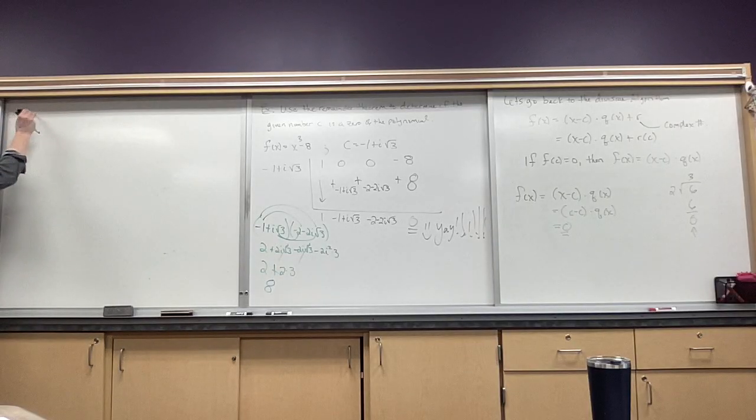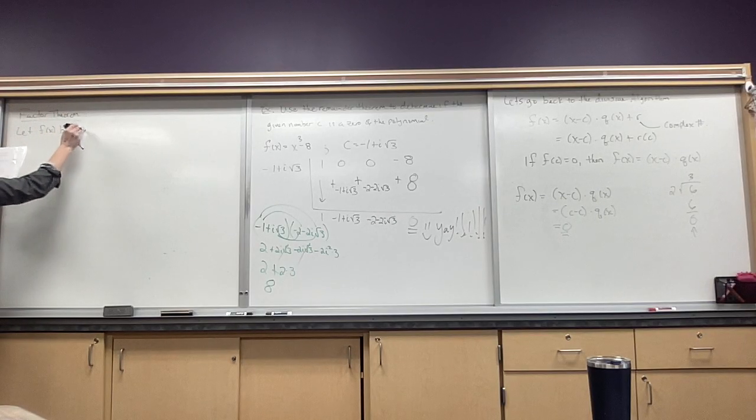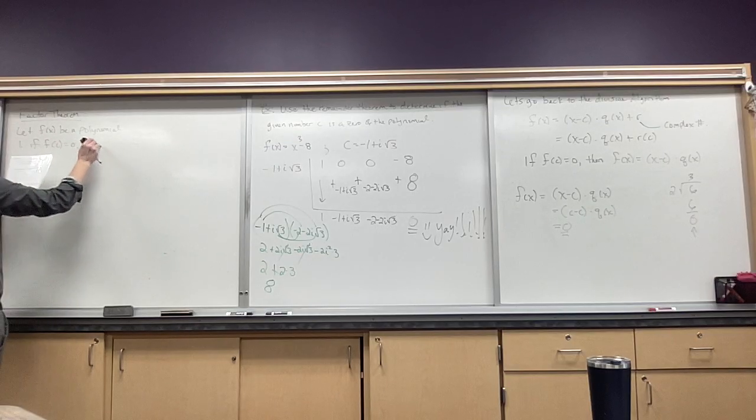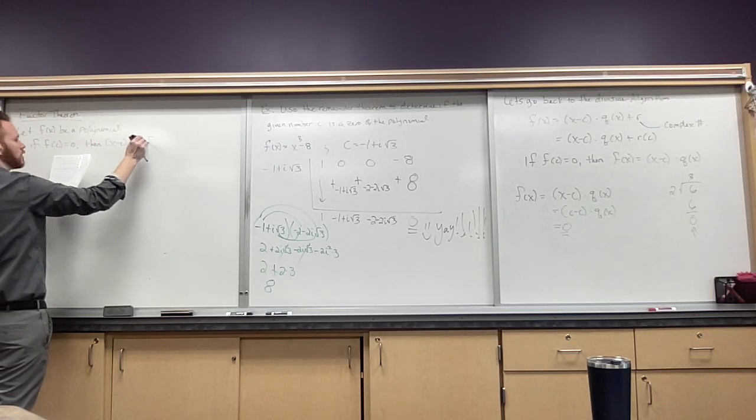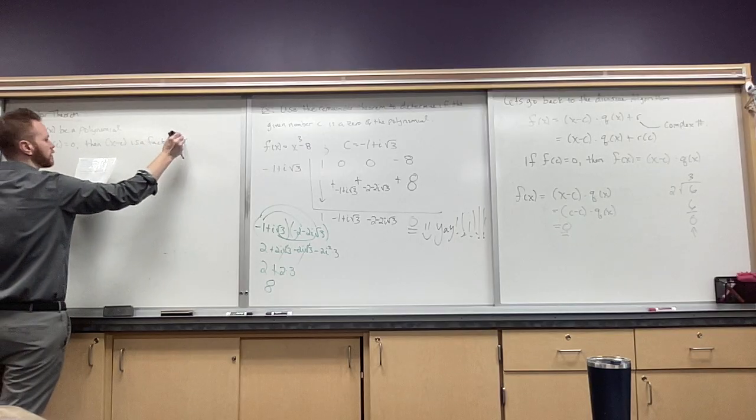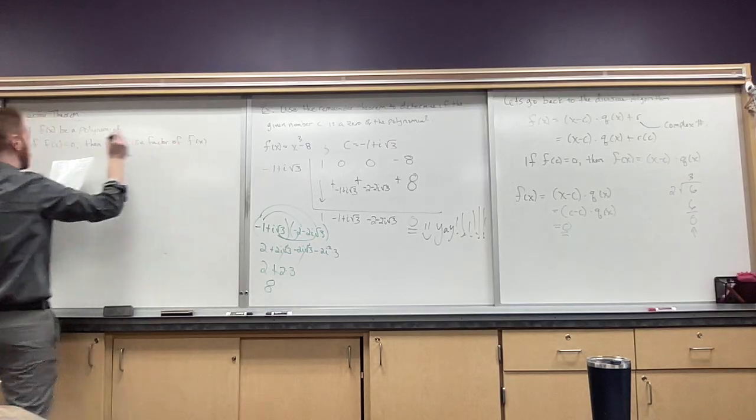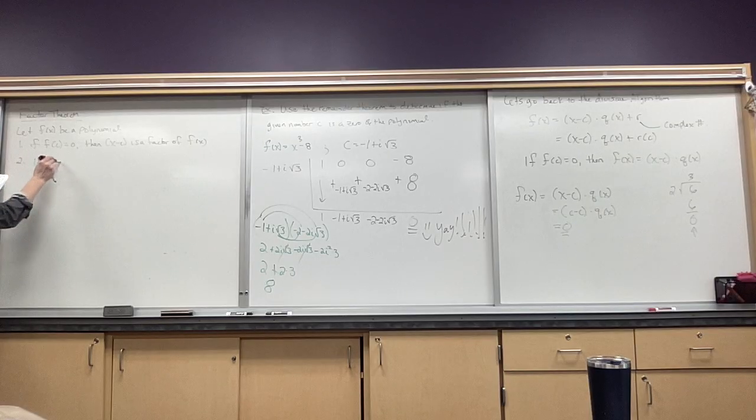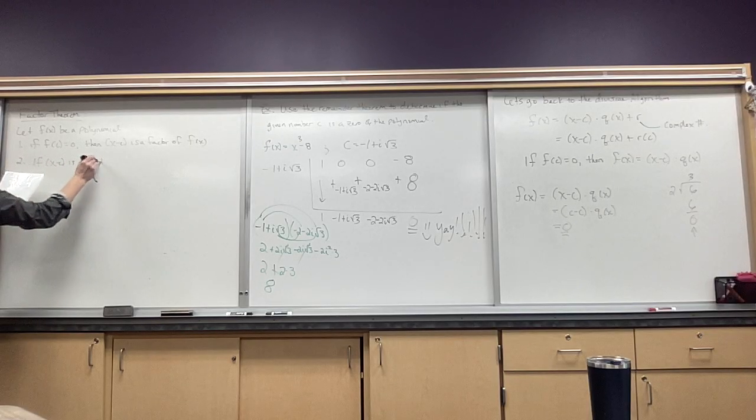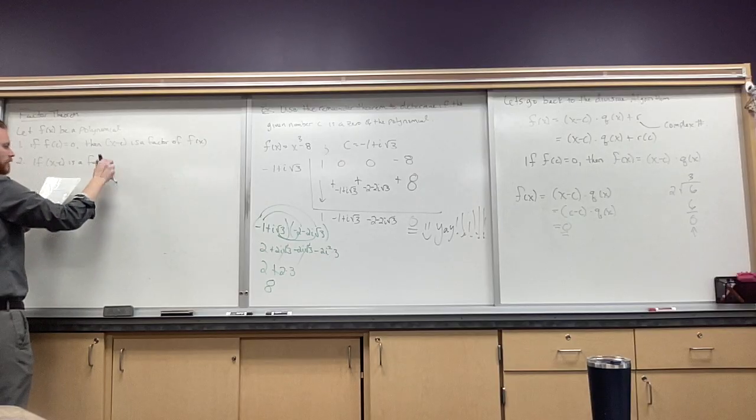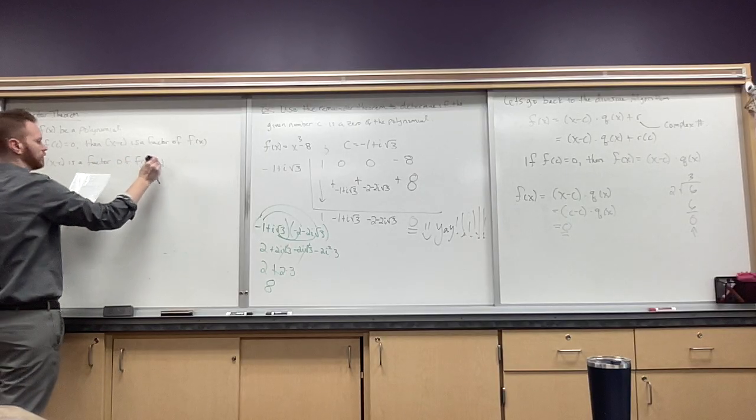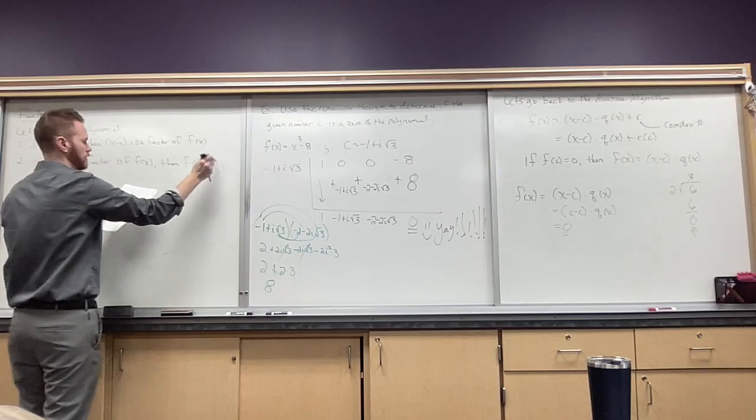Okay, so here's the actual factor theorem written out for you. Let f of x be a polynomial. First one, if f of c is 0, then x minus c is a factor of f of x. And then 2, if x minus c is a factor of f of x, then f of c is 0.